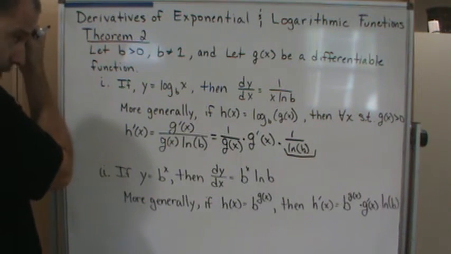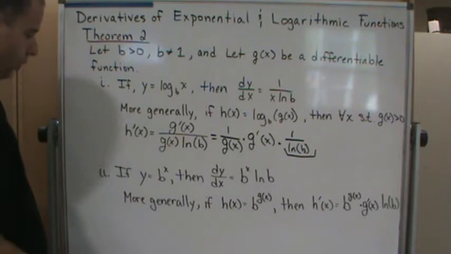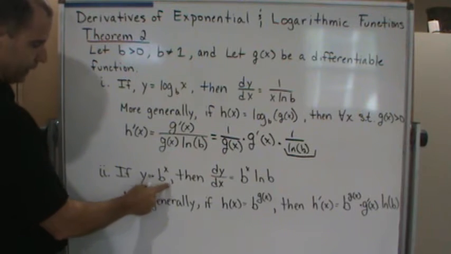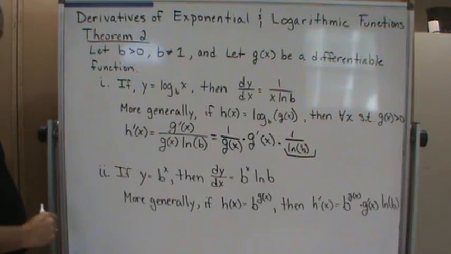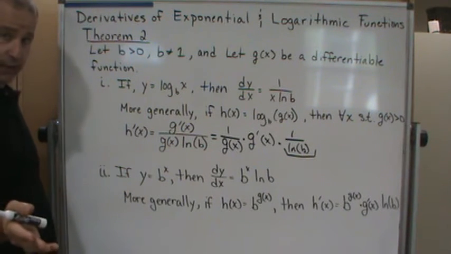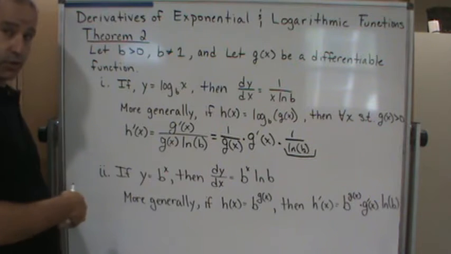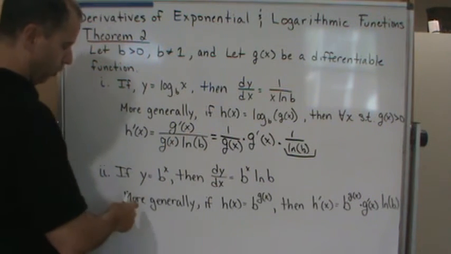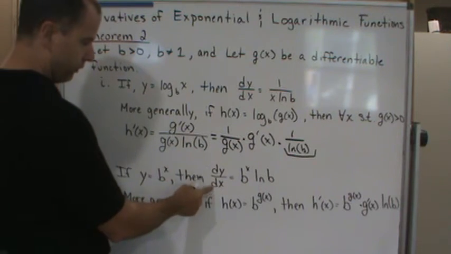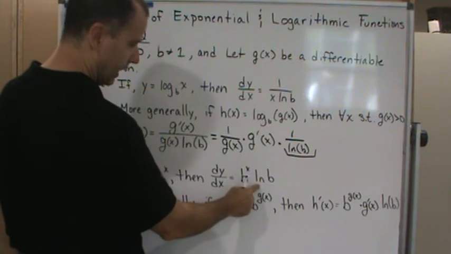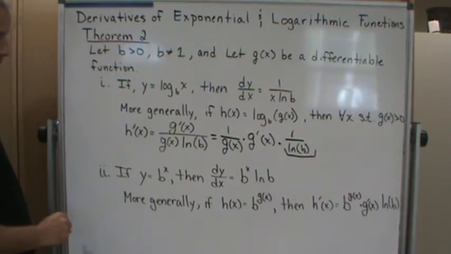Okay, now case 2 is if y equals an exponential function, okay? So instead of the natural exponential function, now we're turning our attention to the general case of any exponential function. Well, if that's the case, then the derivative of y with respect to x is equal to b to the x times the natural log of b.